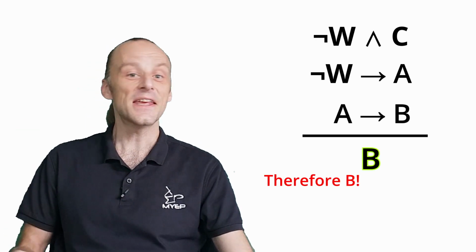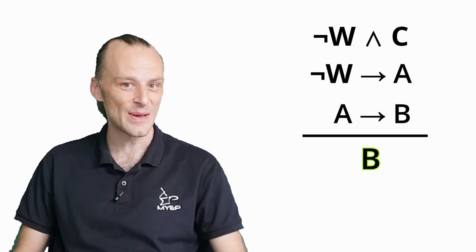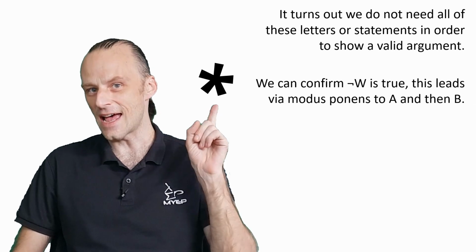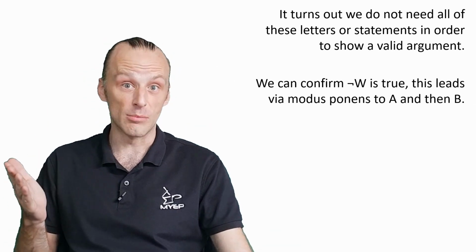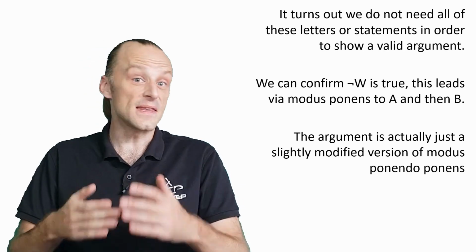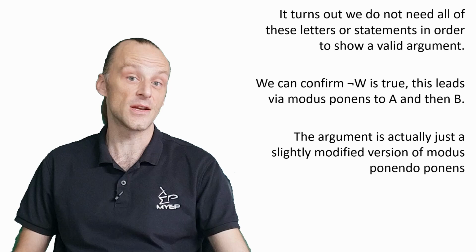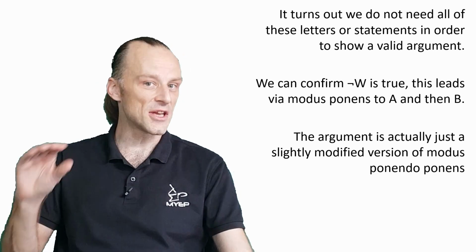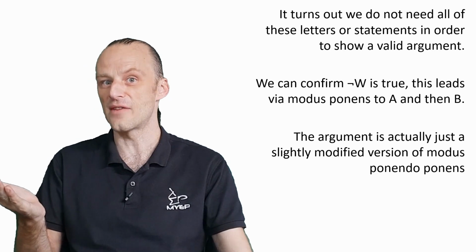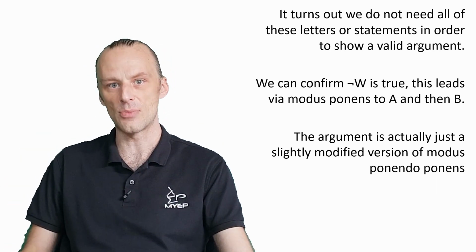And now we can see that in fact this argument is just a slightly modified version of modus ponendo ponens. It doesn't even really depend on C at all. Asterisk, we have not W and this is sufficient for A. And if we have A, then this is sufficient for B. Therefore, B as a conclusion is a valid way to conclude this argument. We could even redefine W as it is less than 2 weeks until we travel, and our sequence is now syntactically the same as modus ponendo ponens.